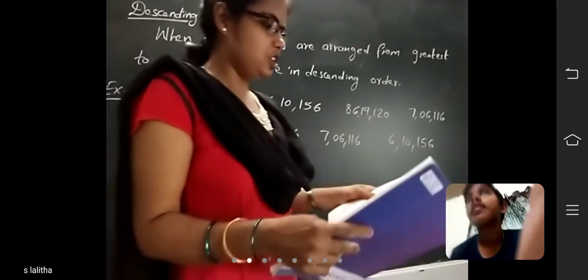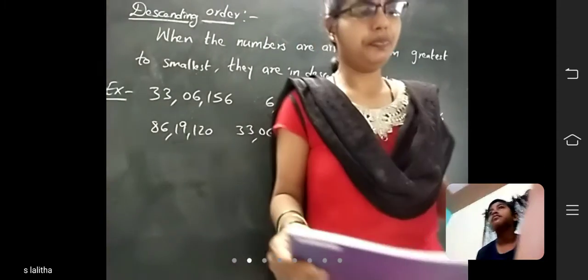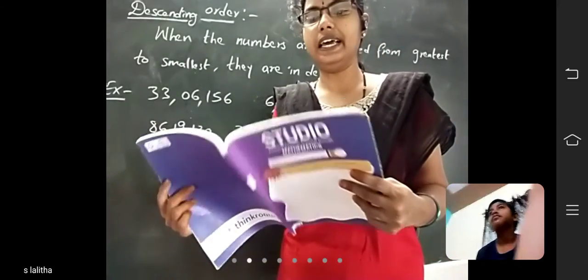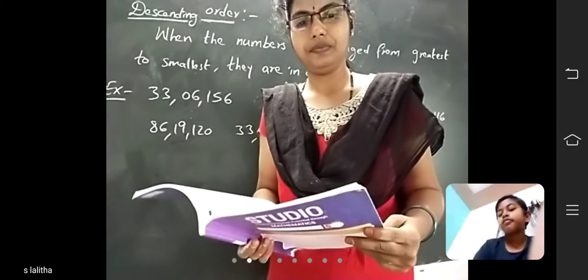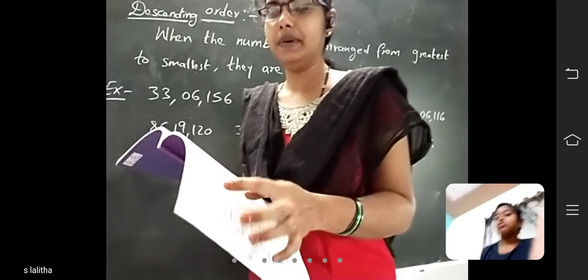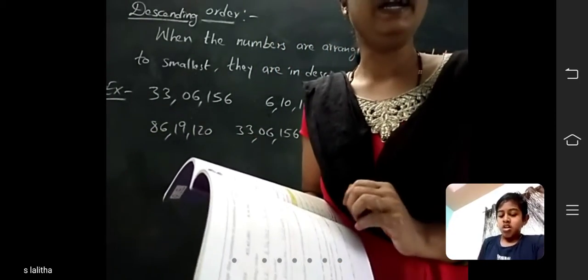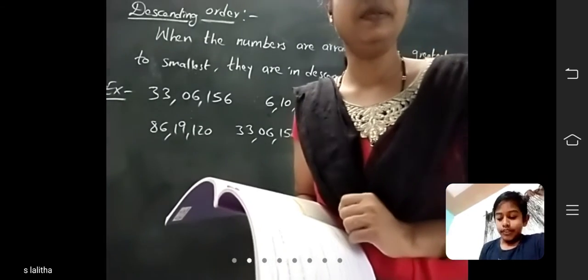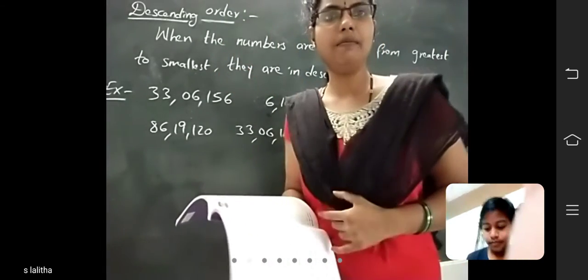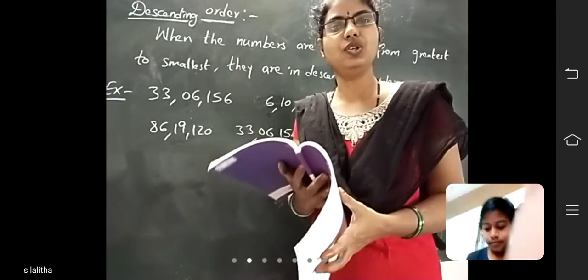See the studio of children, page number 44. Arrange the numbers in ascending and descending order. So here some numbers are given, children. You have to arrange those numbers in ascending order and descending order. Can you write, children? Already I told the examples. So can you write? Come on, start right now.